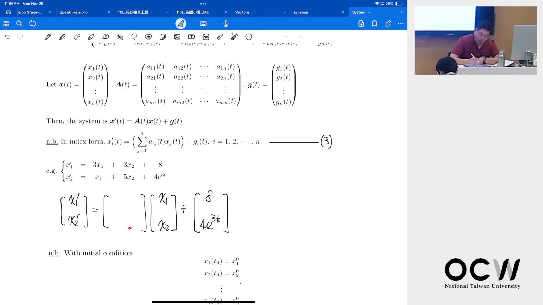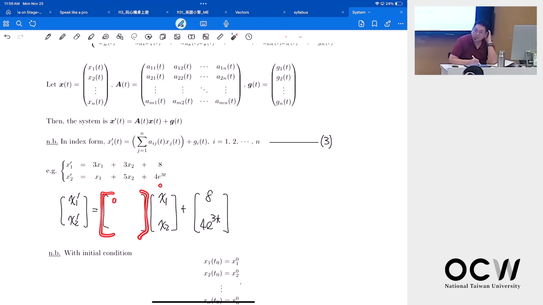Okay, what is the answer for this matrix A? What is the number? Anyone? x1 prime equals 3x1 plus 3x2 plus 8, and x2 prime equals x1 plus 5x2 plus 4e to the 3t. So this matrix should be what? What's the element?